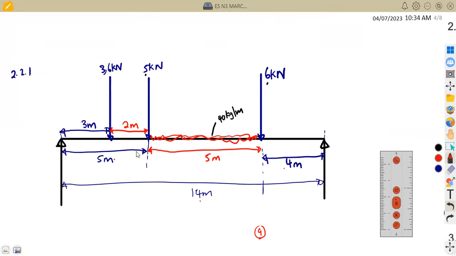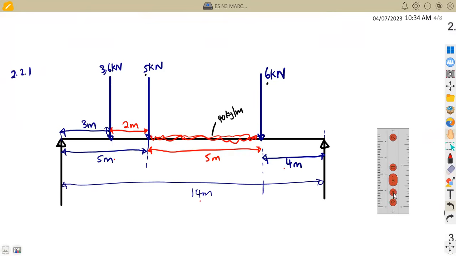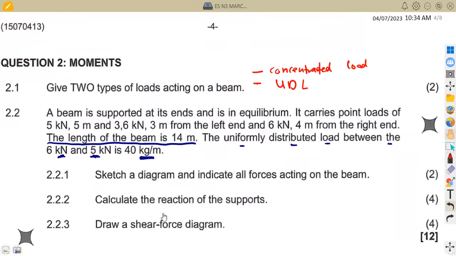So the diagram was just going to be like this. Okay, so this is for the diagram, guys. So we are going to use this diagram to answer any other question that follows. So we have to be very, very careful with that. All right, so the other part of the question now is calculate the reaction of the supports. Okay, calculate the reaction of the supports.